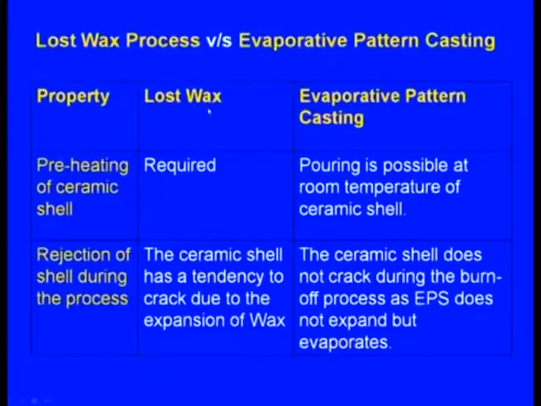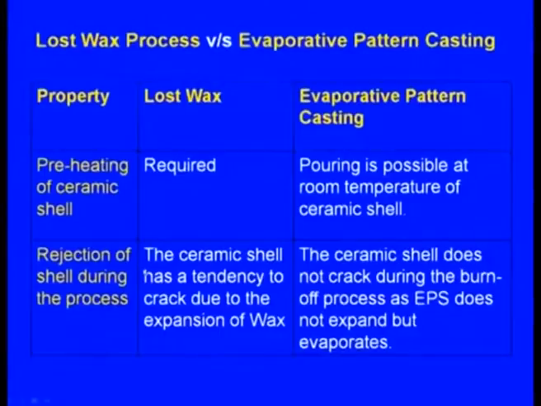Next one, rejection of the shell during the process. In the case of the lost wax process, or the investment casting process, the ceramic shell has a tendency to crack due to the expansion of the wax, whereas in the case of the evaporative pattern casting process, do you think that expansion of the shell takes place, or the expansion of the polystyrene takes place? No, because without any preheating, we straight away pour the molten metal. As the molten metal enters the mold, the pattern evaporates and escapes. So, there is no question of the expansion of the shell, no question of the cracking of the shell, and no question of rejection of the shell during the process.